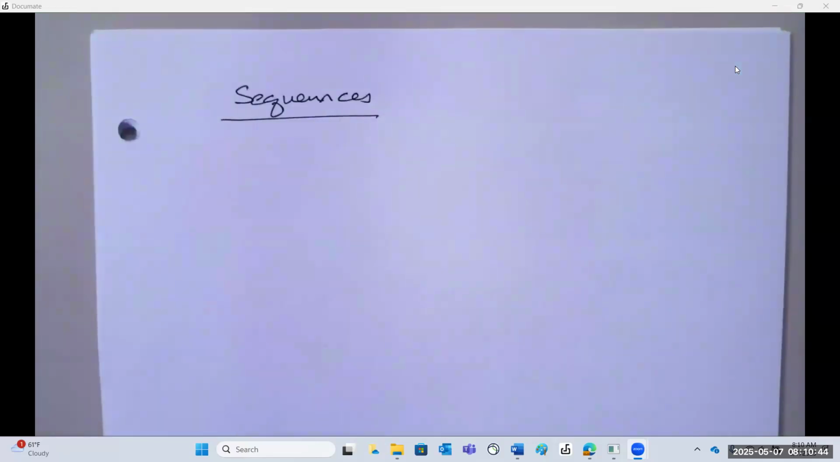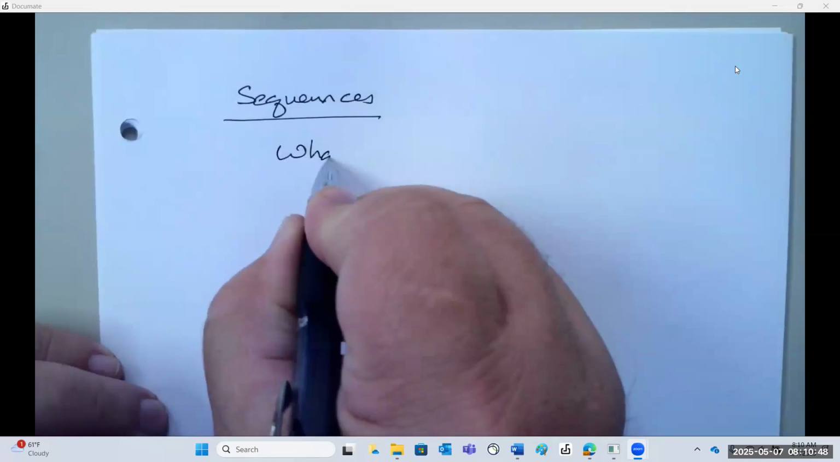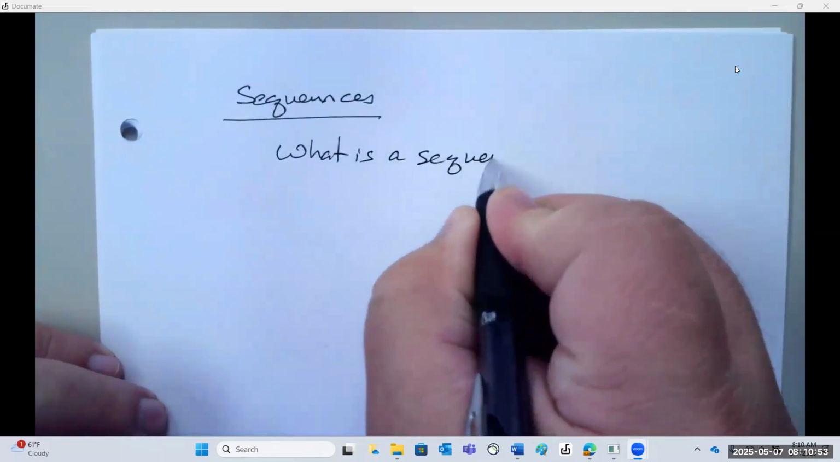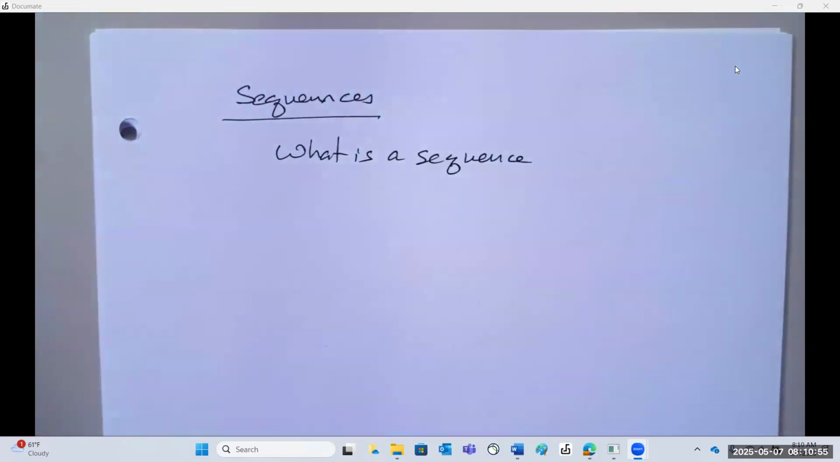Sequences. What is a sequence? A pattern? That's a pattern. It's a tessellation, a bunch of squares. That's not a sequence.